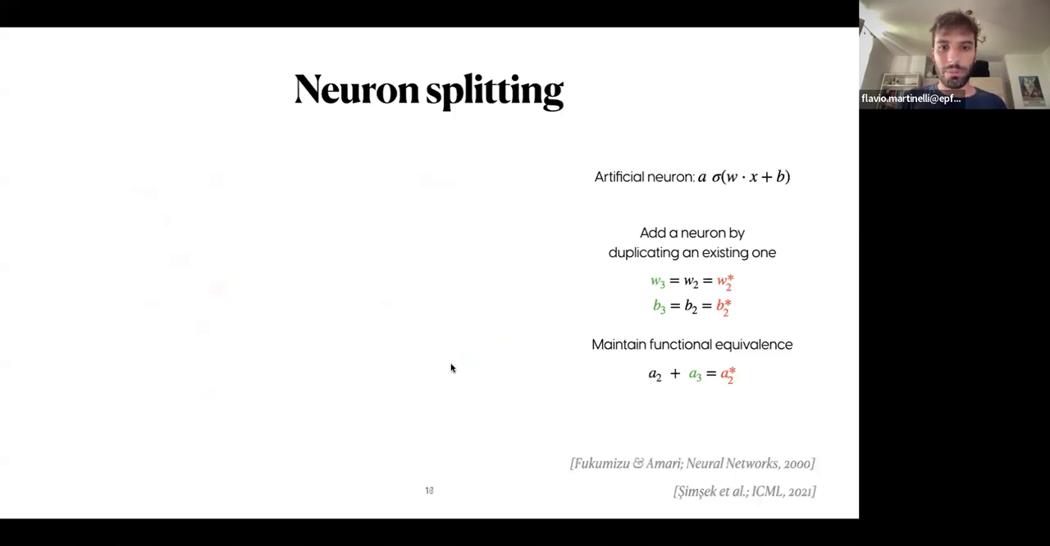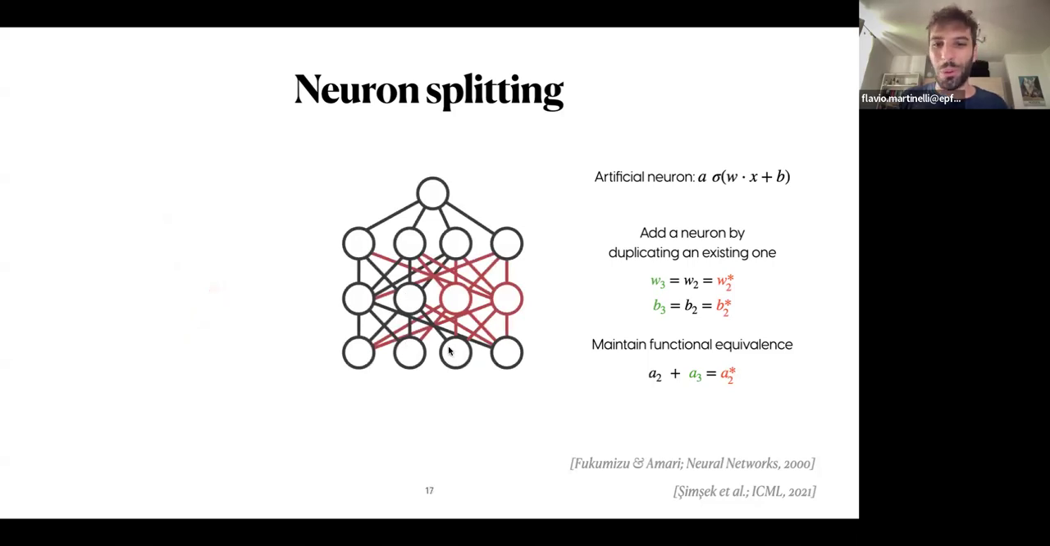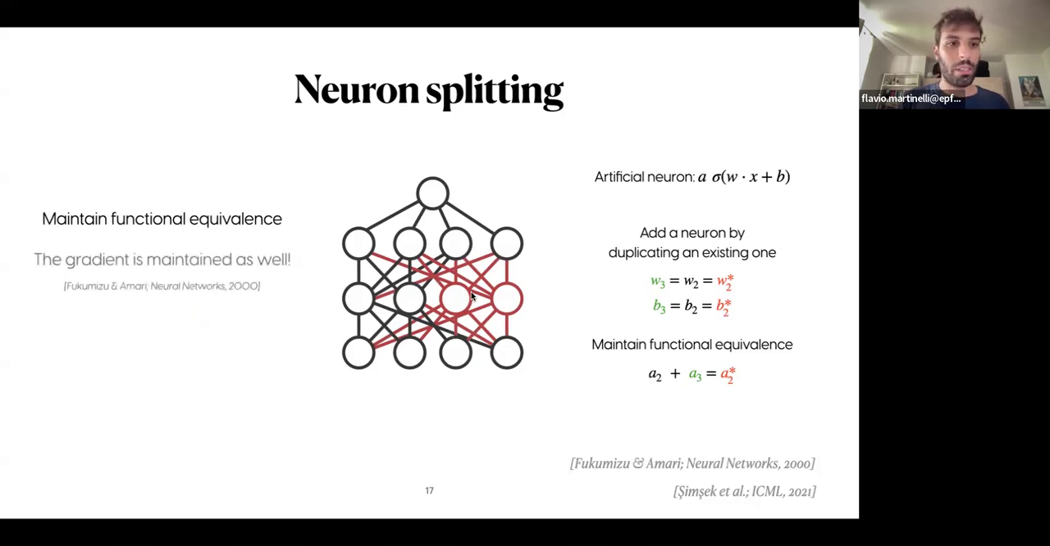By doing so, in the student network I was showing before, we can maintain functional equivalence, meaning that I just duplicated these neurons. The loss is going to remain the same because the function is the same. If you do a little bit of math, you realize that the gradient is also maintained. Which means that this point of a bigger network is still a critical point of the dynamical system, meaning that it's still a point of zero gradient.